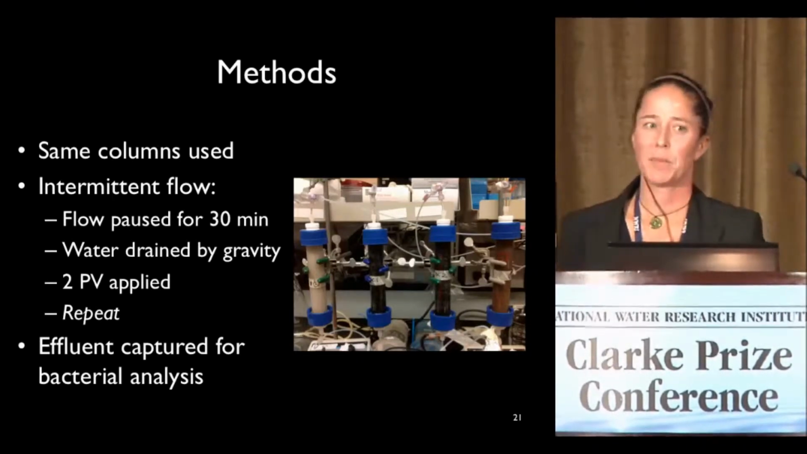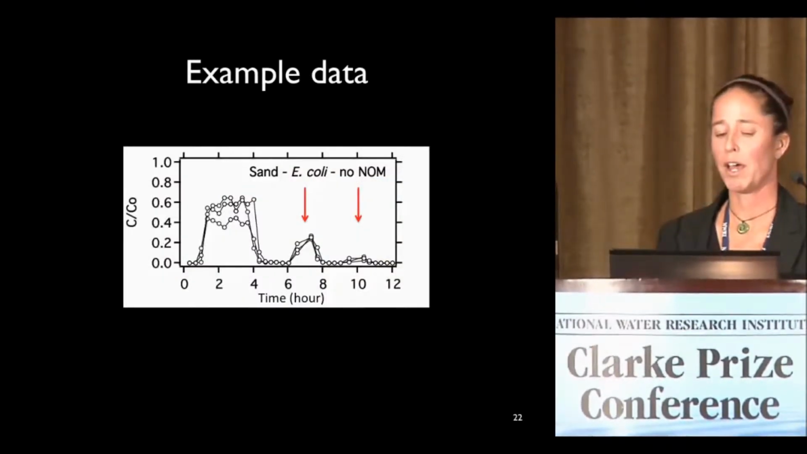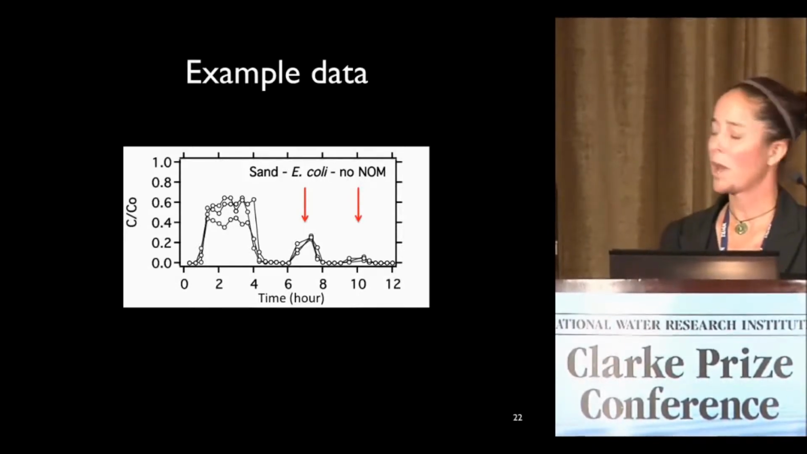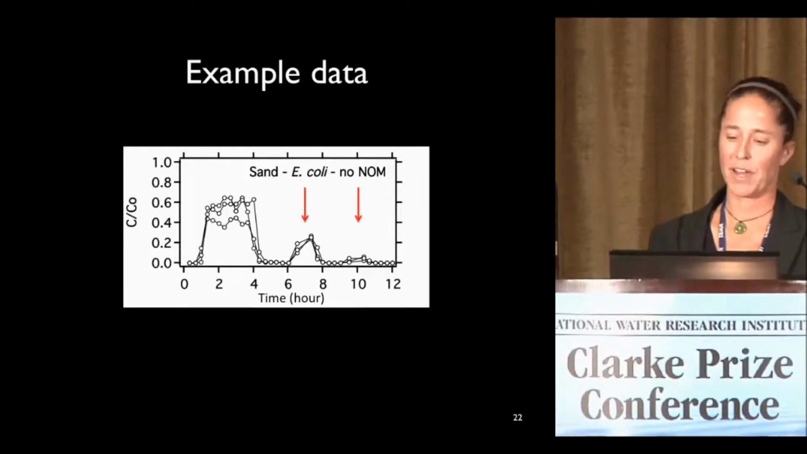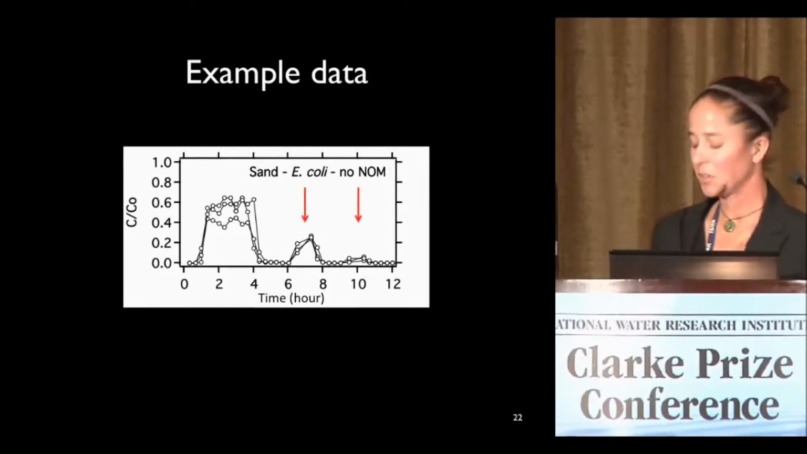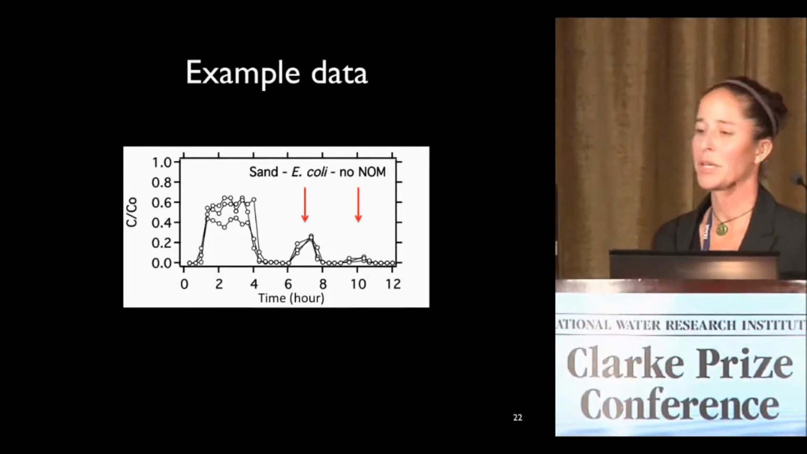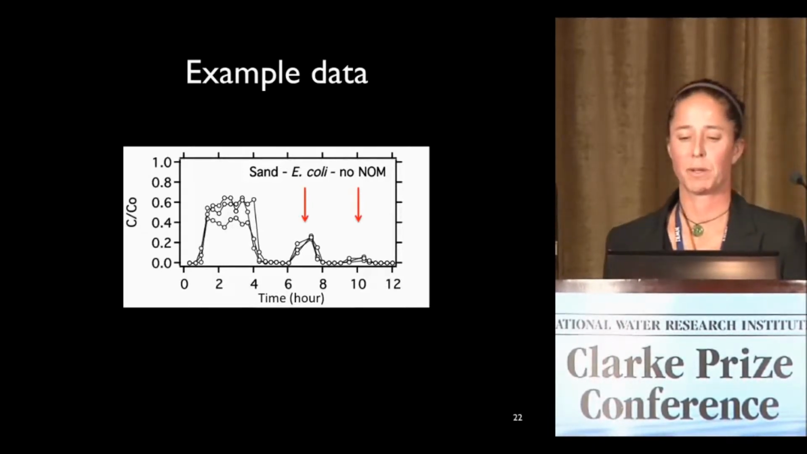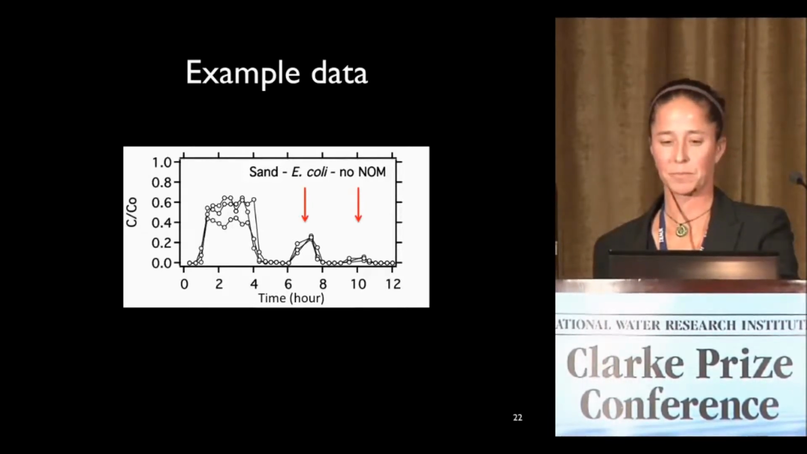So this is the same type of plot for E. coli with sand and no NOM, and the red arrows show when the intermittent event started, or not started, but sort of the middle of the intermittent flow event. And you can see the pulses of bacteria coming out of the column. Presumably the E. coli are being scoured by an air-water interface or being released by one of those 4 mechanisms.